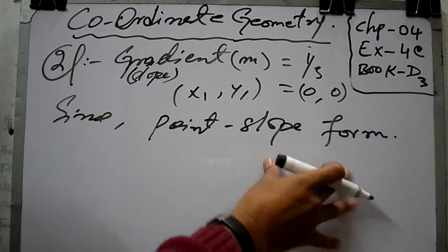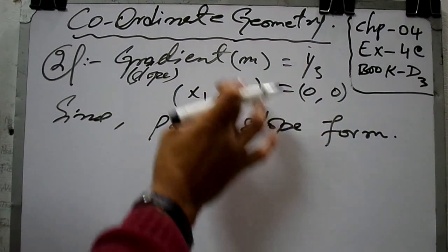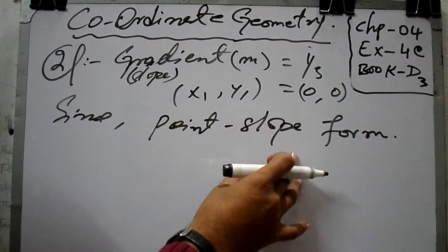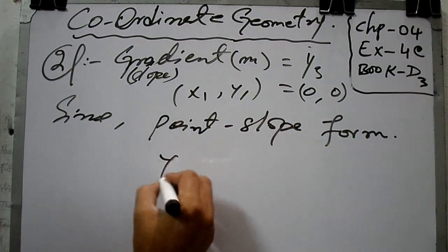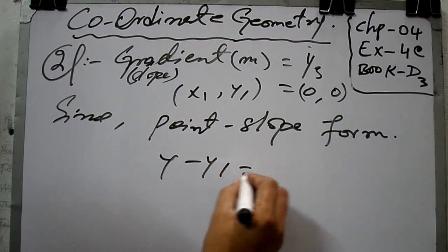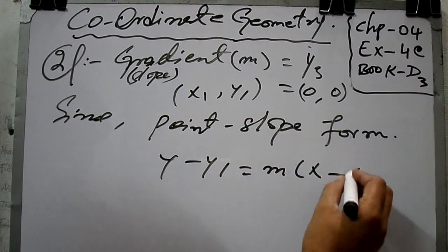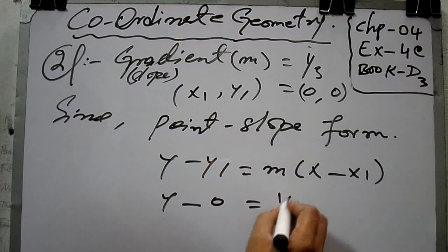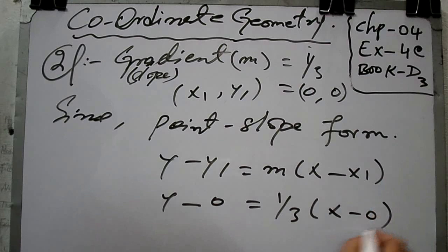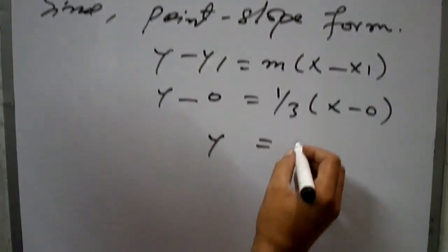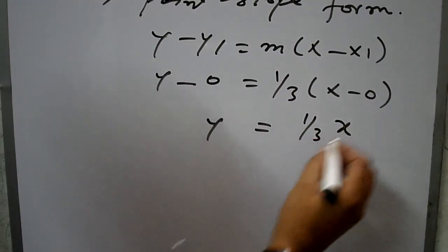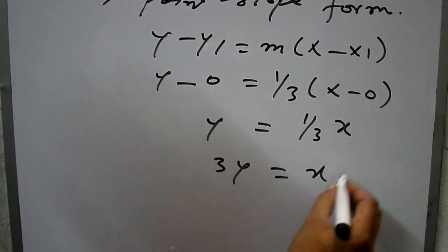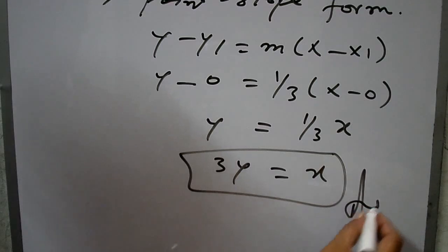So the point slope form is represented by m, which is your slope or gradient, both are the same thing. So you can have the equation y minus y1 is equal to m into x minus x1. So putting the values, slope is 1 by 3, x minus 0, so y is equal to 1 by 3x. By cross multiplication, 3y is equal to x. So that is the result.